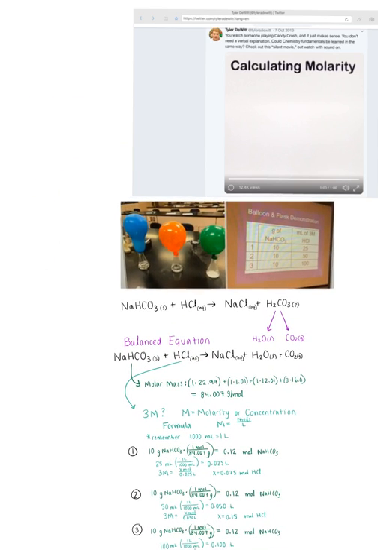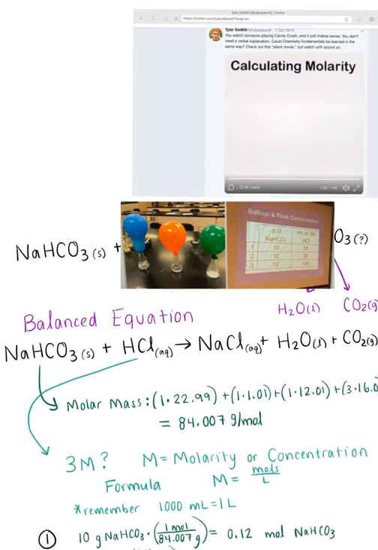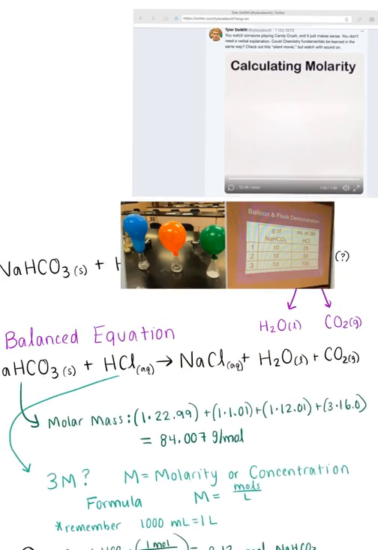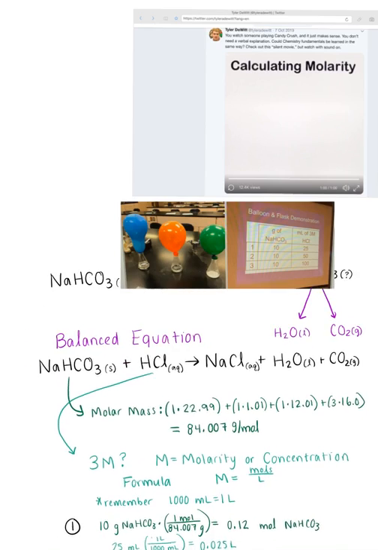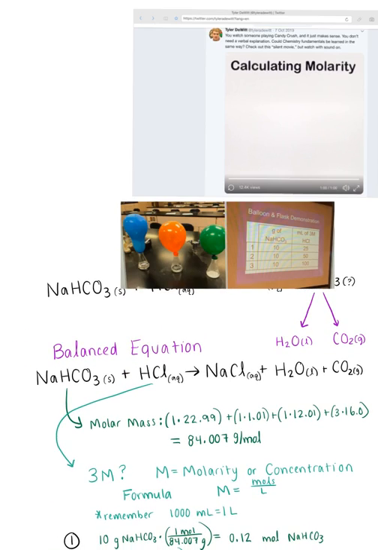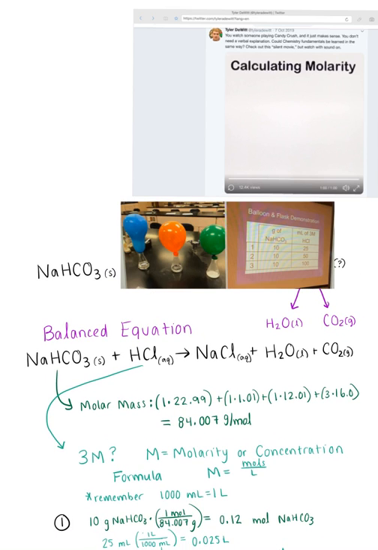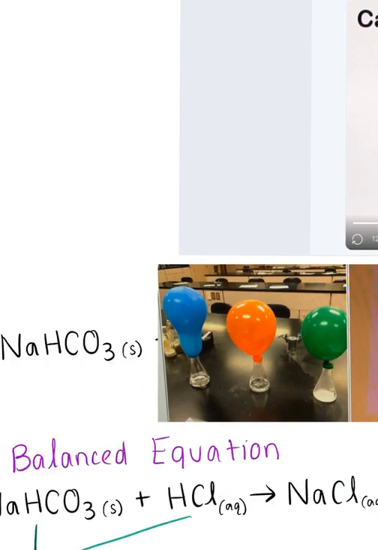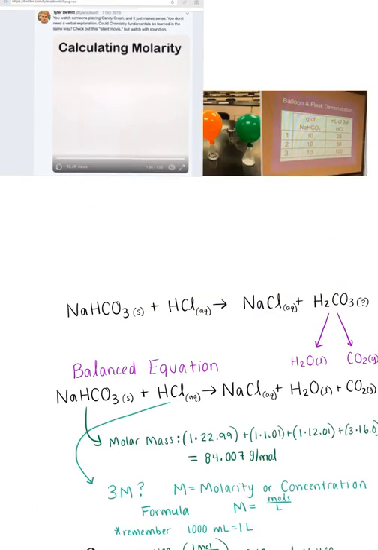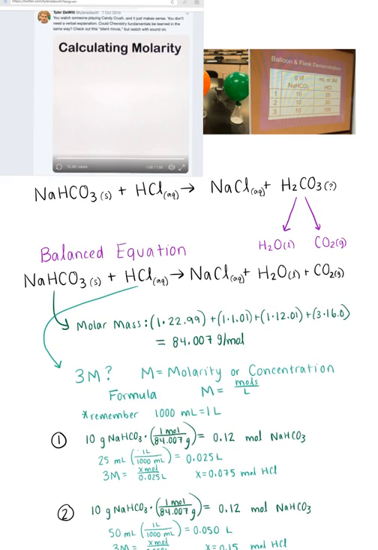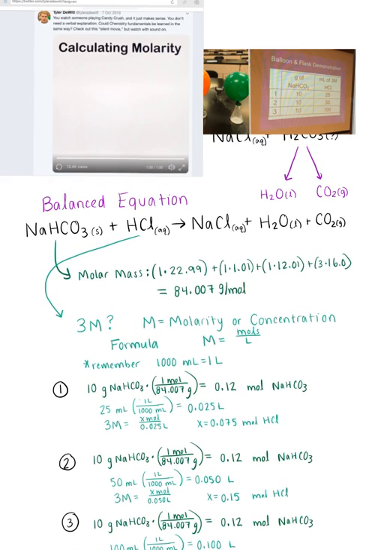Okay, so my thinking is, I know we have 3 molar. I want this entire thing. We have 3 molar. I want to be able to solve for how many moles, right? We have molarity. I want to know how many moles of the HCl we're adding.